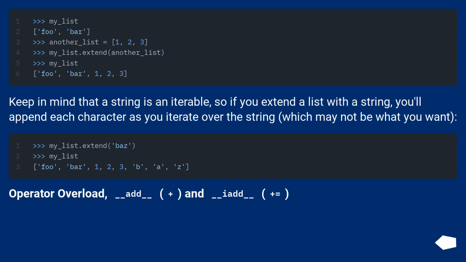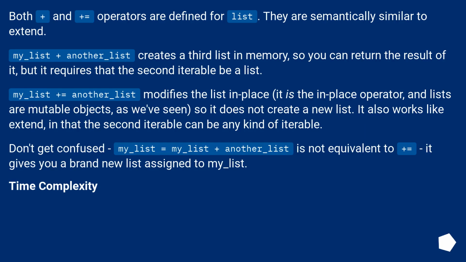Operator overload, __add__ (+) and __iadd__ (+=). Both plus and plus equals operators are defined for list. They are semantically similar to extend. my_list + another_list creates a third list in memory, so you can return the result of it, but it requires that the second iterable be a list.